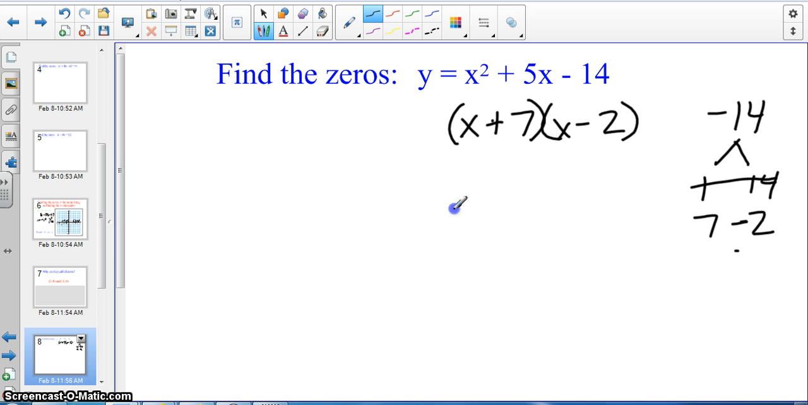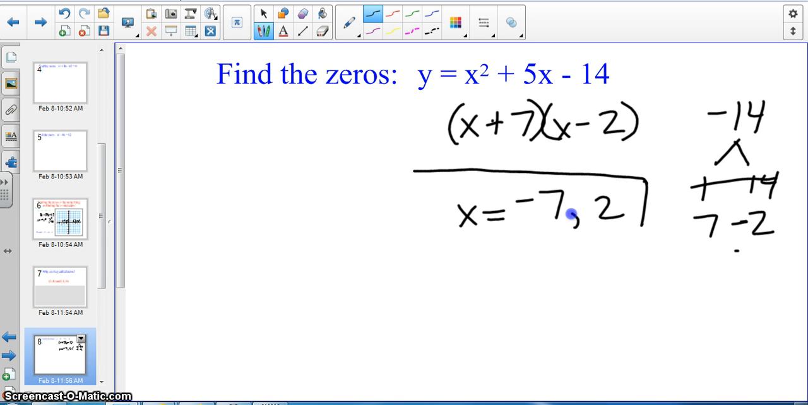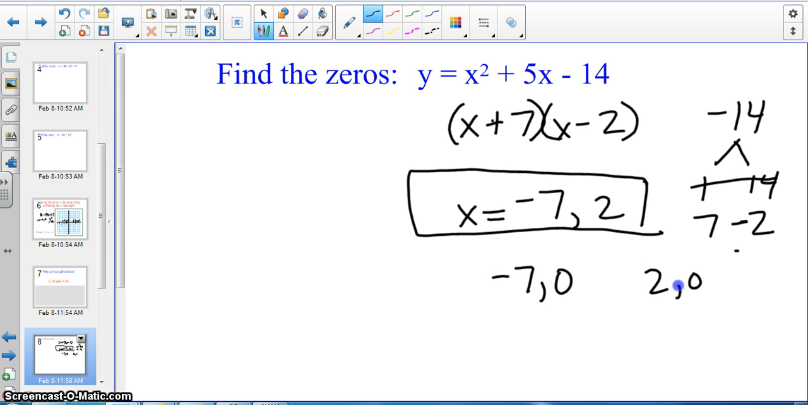Now we just need to solve them. So you can set them equal to 0, or when we think about when we were graphing in intercept form, think the opposites of these numbers. Negative 7 and positive 2. Those are our x-intercepts. Those are our zeros, because our ordered pairs for these would be negative 7, 0, and 2, 0. This is where the quadratic would cross the x-axis.